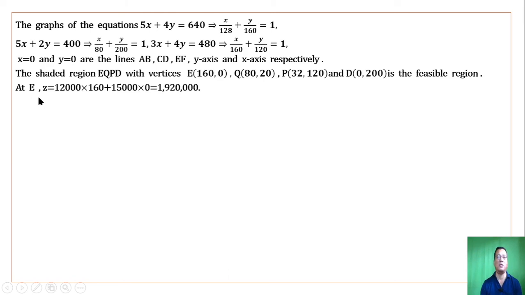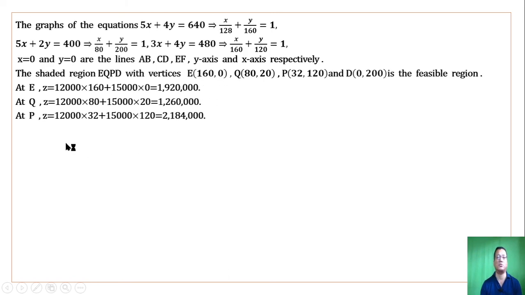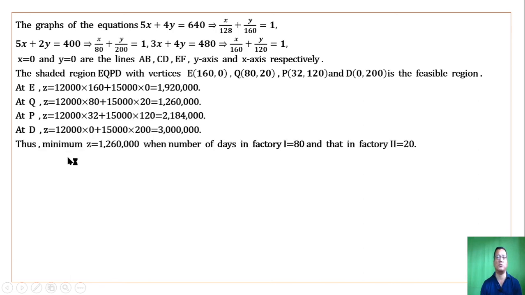At E, Z value, at Q, at P, at D, we find the values using the coordinates. The minimum Z occurs when the number of days in factory 1 is 17 and in factory 2 is 20.